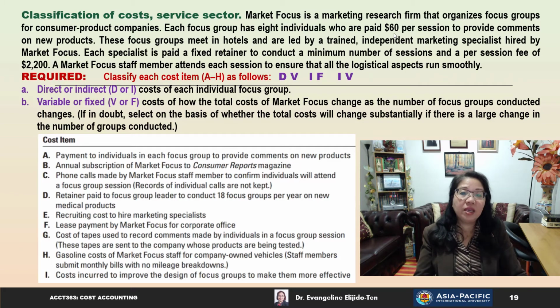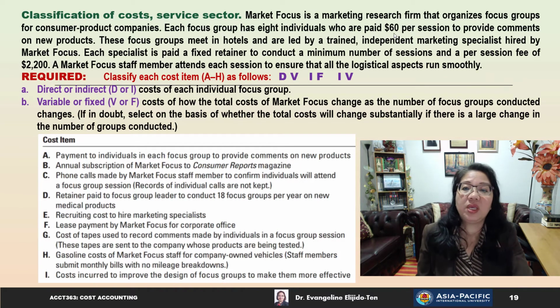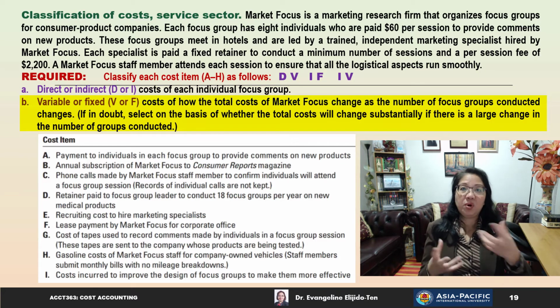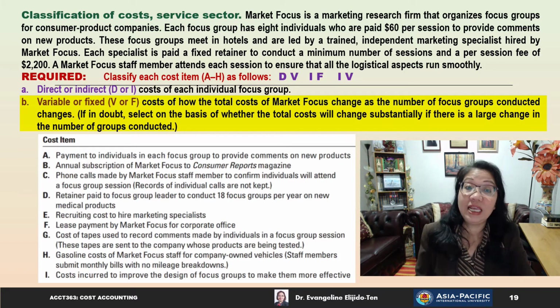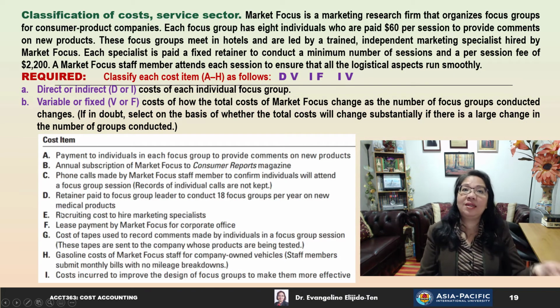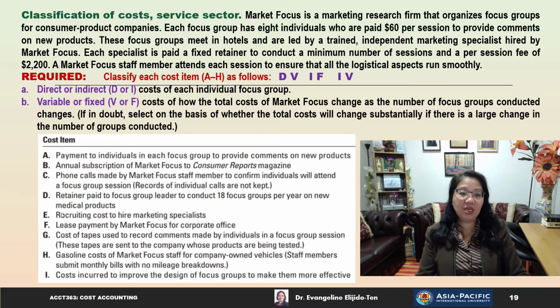And would it be variable or fixed? So remember here, it says that variable or fixed cost is how the total cost of market focus changes as the number of focus groups conducted changes. So the volume here is the number of focus groups conducted. In this case, this payment to individuals will vary depending on the number of focus groups conducted, right? And so this will be a variable cost. So it will be a direct and variable, DV.